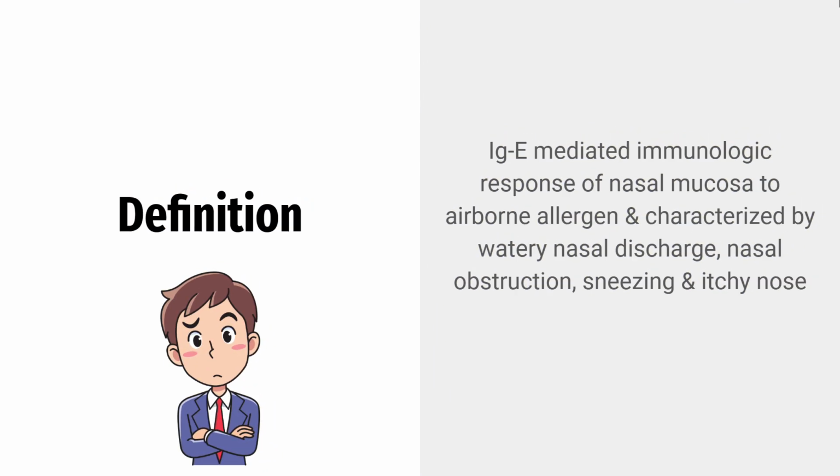What is the definition of allergic rhinitis? It is an IgE-mediated immunologic response of nasal mucosa to airborne allergen and characterized by watery nasal discharge, nasal obstruction, sneezing, and itchy nose.